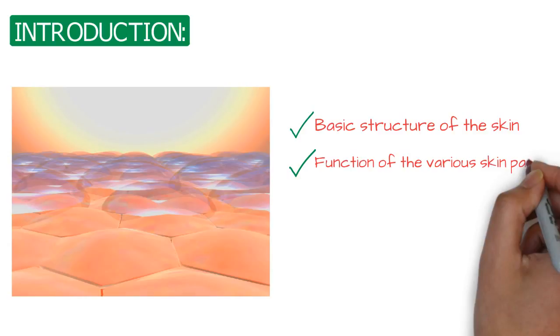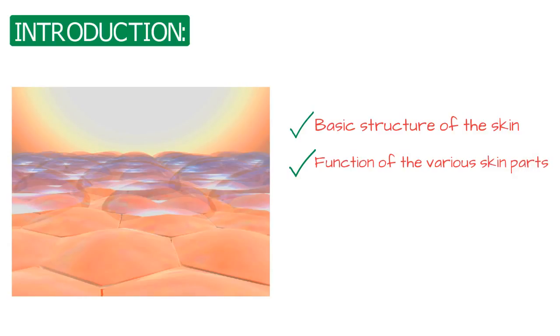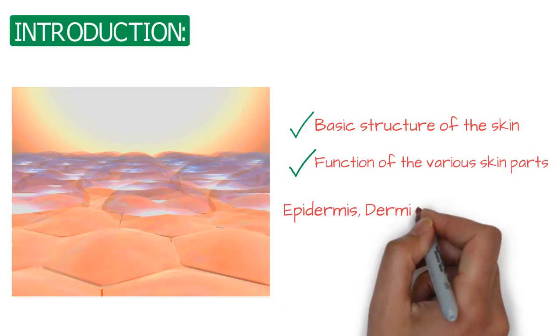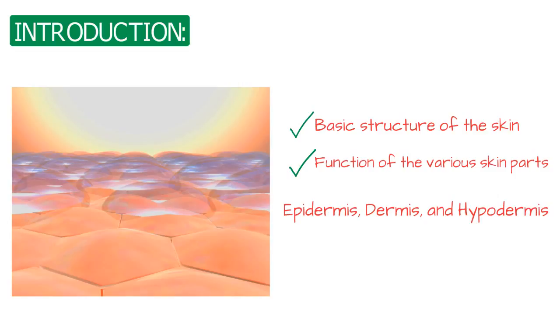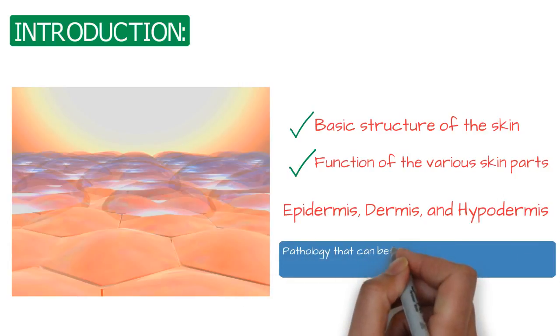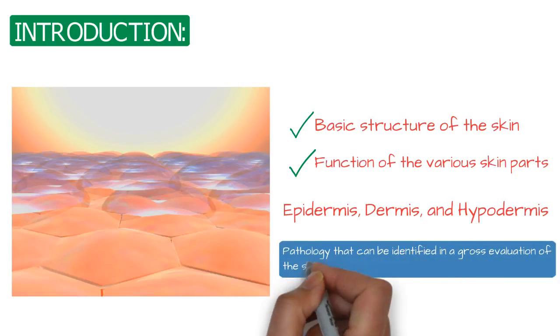Introduction. No study of dermatology would be complete without understanding exactly what the basic structure of the skin looks like and the function of the various skin parts. In this chapter, the reader will take a brief look at the various parts of the skin, including the epidermis, dermis, and hypodermis. Each of these layers has specific functions inside the skin, and each has the potential to develop diseases, which are the topic of other chapters of this book. By understanding the normal skin structure and function, the reader can tell whether there is pathology that can be identified in a gross evaluation of the skin or in a skin biopsy.